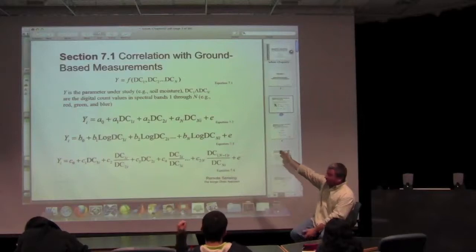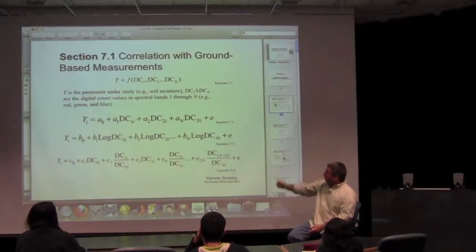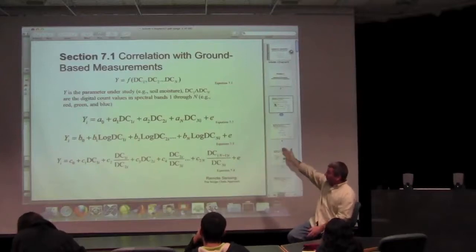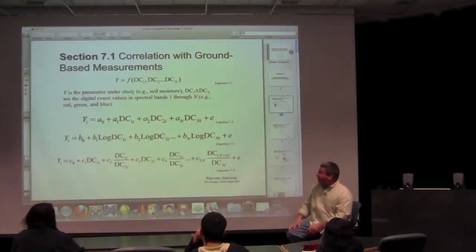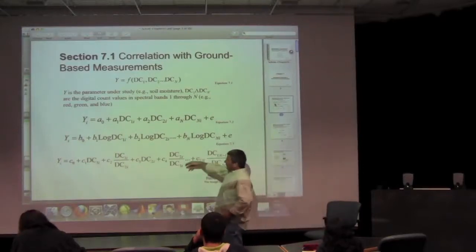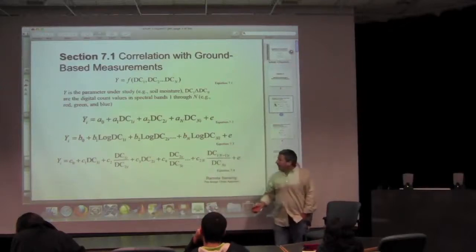And then I look at the digital counts that I record in the sensor. Well, I can come up with some function, right? It might be a multivariable linear regression, like shown here. It could be a logarithmic regression where you're working with logs and terms. It could be some form like this where you're taking the ratios between bands. But essentially, they're all linear regressions.